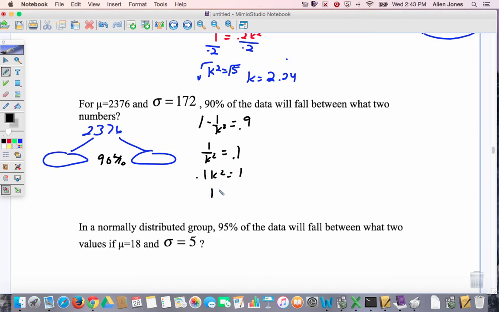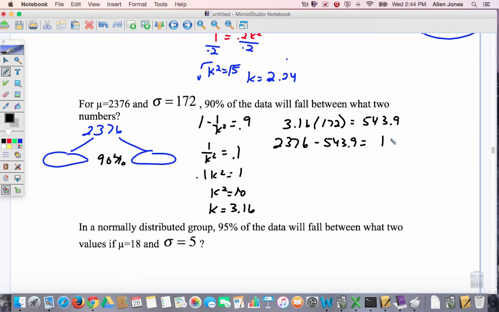1 over k squared equals 0.1 when I subtract 1 from both sides. 0.1 k squared equals 1. K squared equals 10. And k equals about 3.16. So 3.16 is our k, how far we are away, or how many standard deviations we are away. To find out how far, we take 3.16 times the standard deviation of 172, and that gets me 543.9. That's how far I want to be away from 2376.